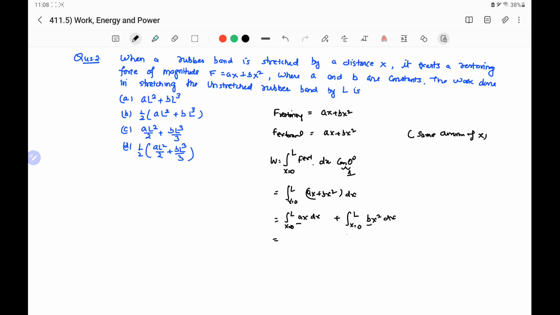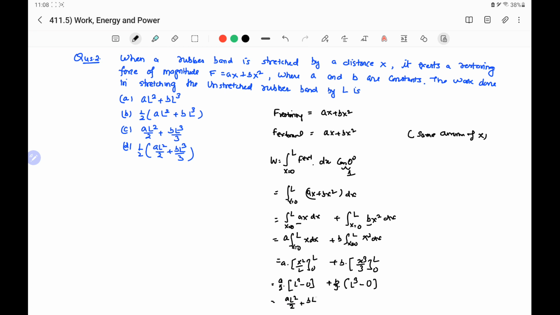a is constant, b is constant, so they can be taken out of the integral, so we are left with a times the integral from 0 to L of x dx plus b times the integral from 0 to L of x square dx. Integrating, it will be x square by 2, limits 0 to L, plus b into the integral of x square, which is x cube by 3, with limits 0 to L. Substituting the limits, we will have a by 2 into upper limit L square minus 0, plus b by 3, and now put the upper limit, this is L cube minus lower limit, that is 0. So finally we have aL square by 2 plus bL cube by 3. Hence option C is the correct option.